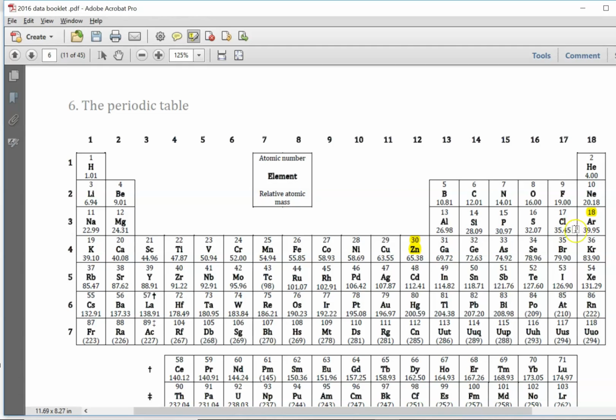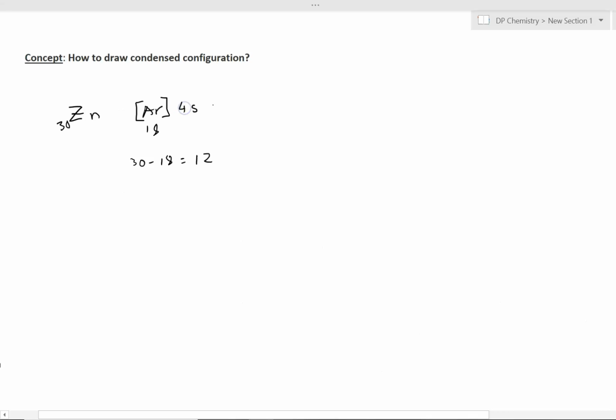Now argon is in period 3. It means that the following will be period 4, energy level 4. So we know that it will have to continue with 4s, followed by 3d, etc. There are 12 electrons left. 4s will fill first, so it will be 4s2. That means there's 10 left, so it will be 3d10. So the condensed configuration for zinc is such. If you want to be pretty, you could also rewrite it with 3d first, followed by 4s.